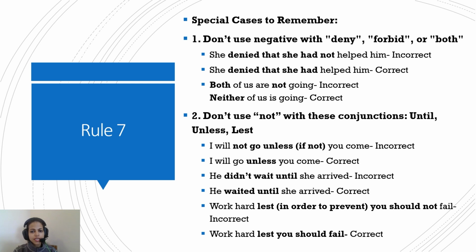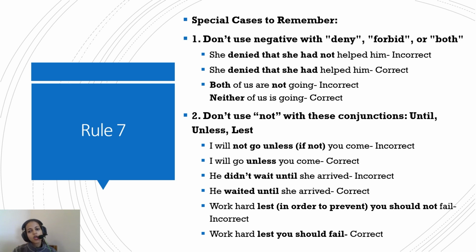So don't use negative with the words deny, forbid, or both. The words deny and forbid, they both represent negative. So if you use no, or another negative with these words, it will again become a double negative and hence grammatically wrong. And for the word both, there is another more appropriate word, neither. So using both and not again becomes incorrect because the word neither represents a better integration of the meaning. So let's see with the examples what I'm trying to say.